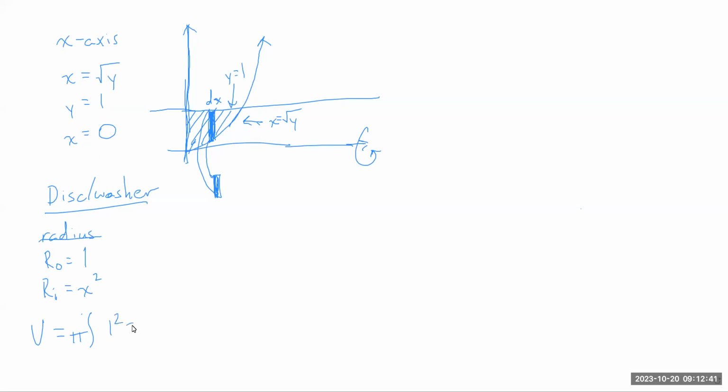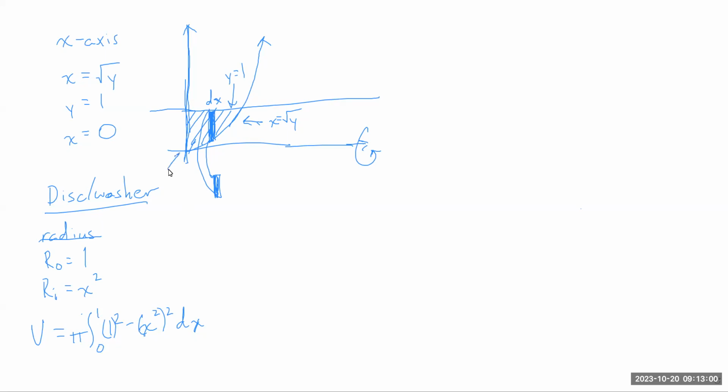One squared minus x squared squared. So outer radius squared minus inner radius squared dx. We need bounds, right? We know them. Should be 0 to 1, right?